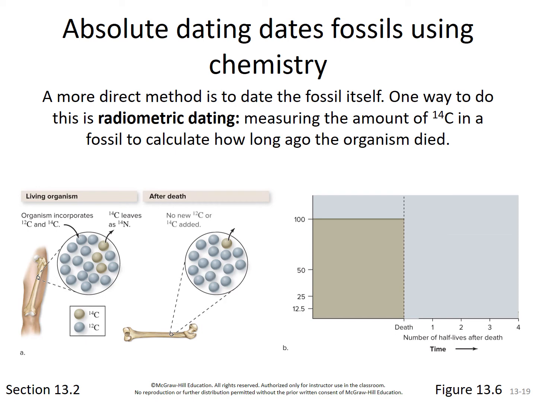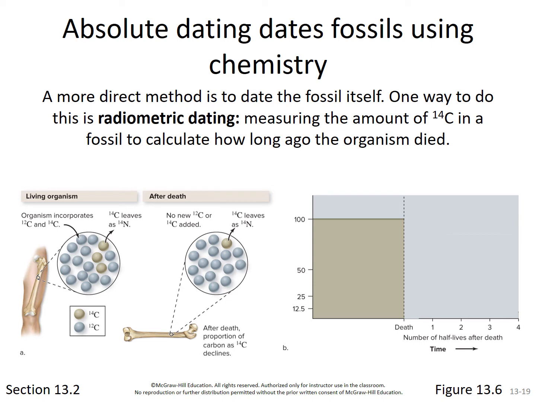Now, after death, because of course a dead animal isn't taking in any more food, there's no more new carbon, 12 carbon or 14 carbon added. And so this 14 carbon decays to 14 nitrogen and kind of disappears from the sample. So it's still going to leave. Radioactive decay doesn't stop when an organism dies. It's a process that's completely independent of life.